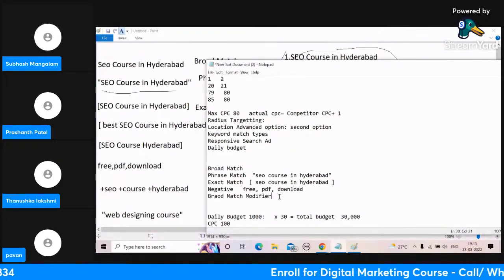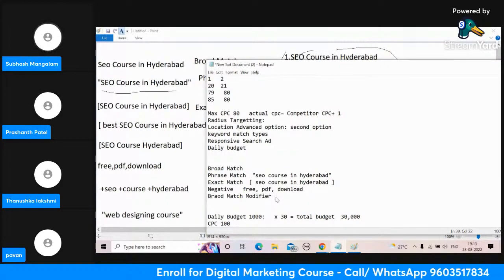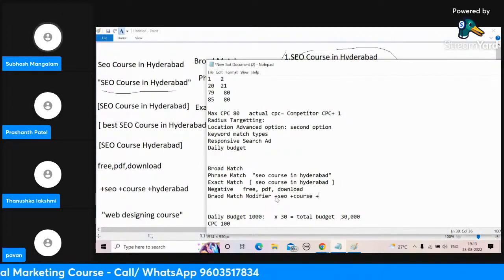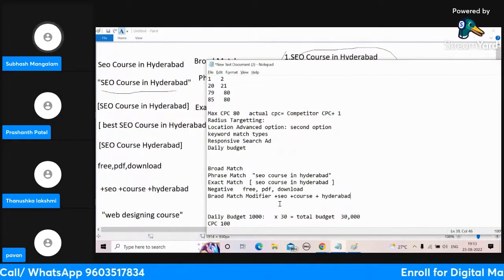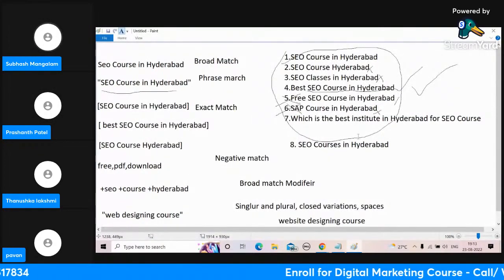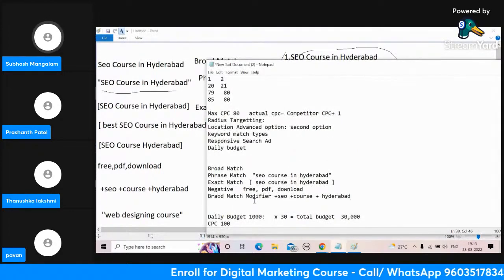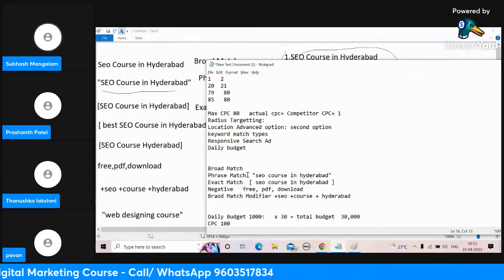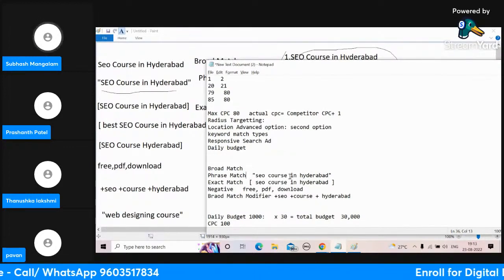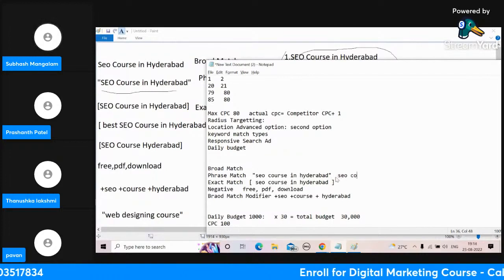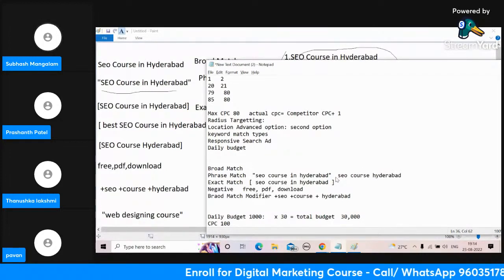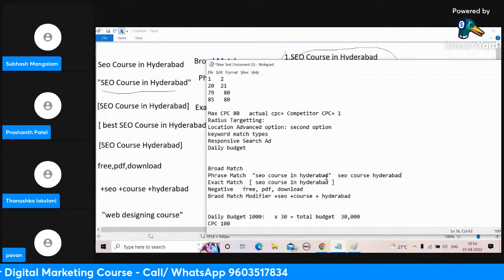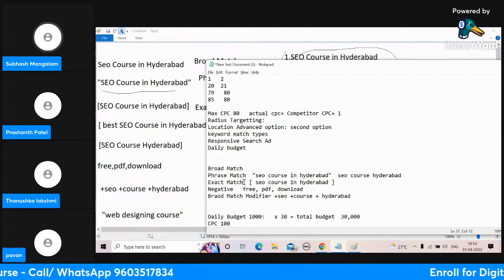Broad match modifier is an extension of broad match. In broad match, if a single word matches, the ad will appear, but here you have to specify SEO plus course plus Hyderabad. These three words should be there in the customer query. Sequence doesn't matter. These days, broad match modifier and phrase match behave the same because Google wants more money. So sometimes you mention SEO course in Hyderabad, the customer types SEO course Hyderabad, and 'in' is missing. Still the ad will appear because the main words are there. That's why, to be safe, all of you use exact match as of now.